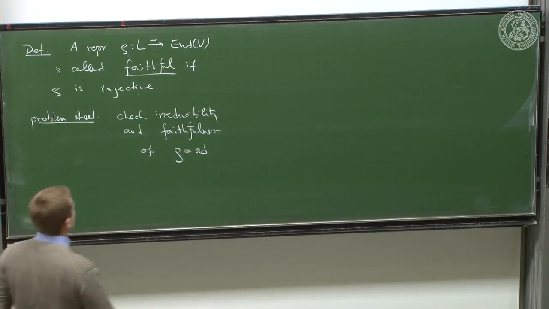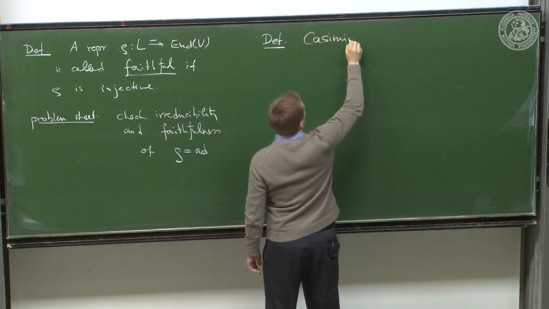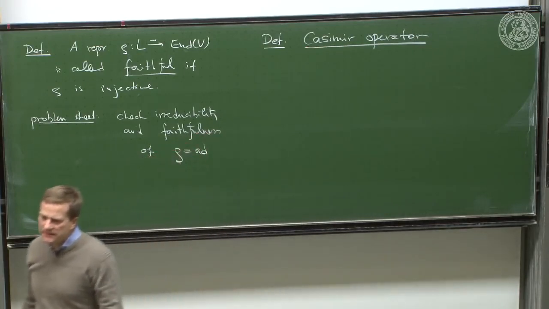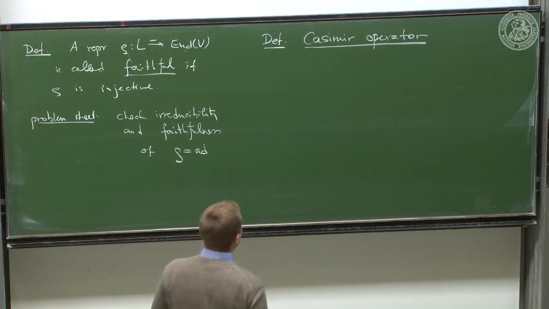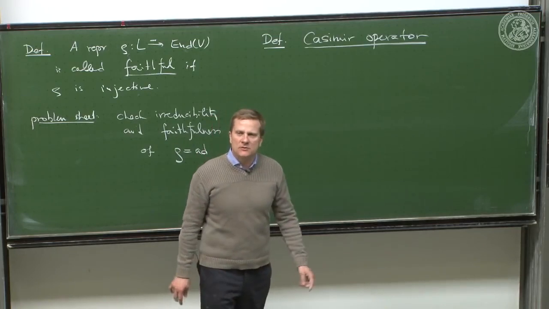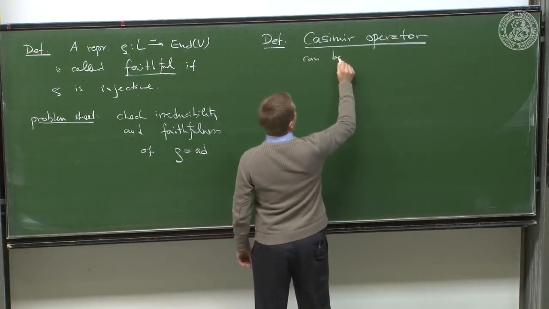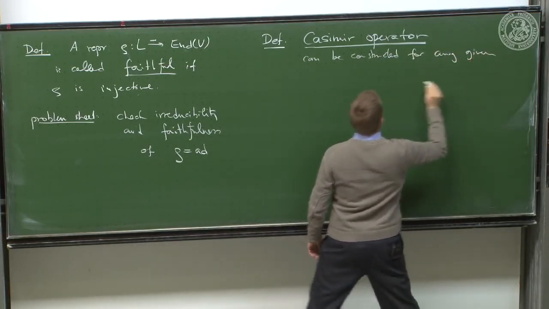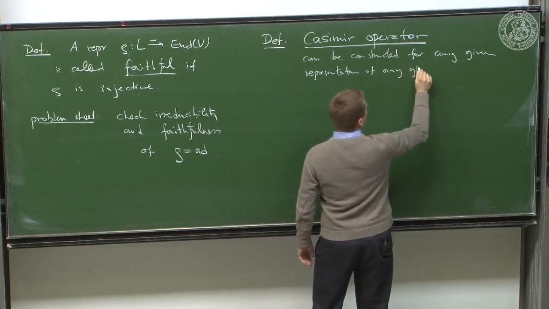Now, there's a very important concept in the study of representations, and that's the concept of a so-called Casimir operator. Because in physics very often you are handed the Lie algebra already in a representation, there's sometimes some confusion that you can construct a Casimir operator for a given Lie algebra, but that's not true. The Casimir operator can be constructed for a given representation of a given Lie algebra. A Casimir operator can be constructed for any given representation of any given Lie algebra.